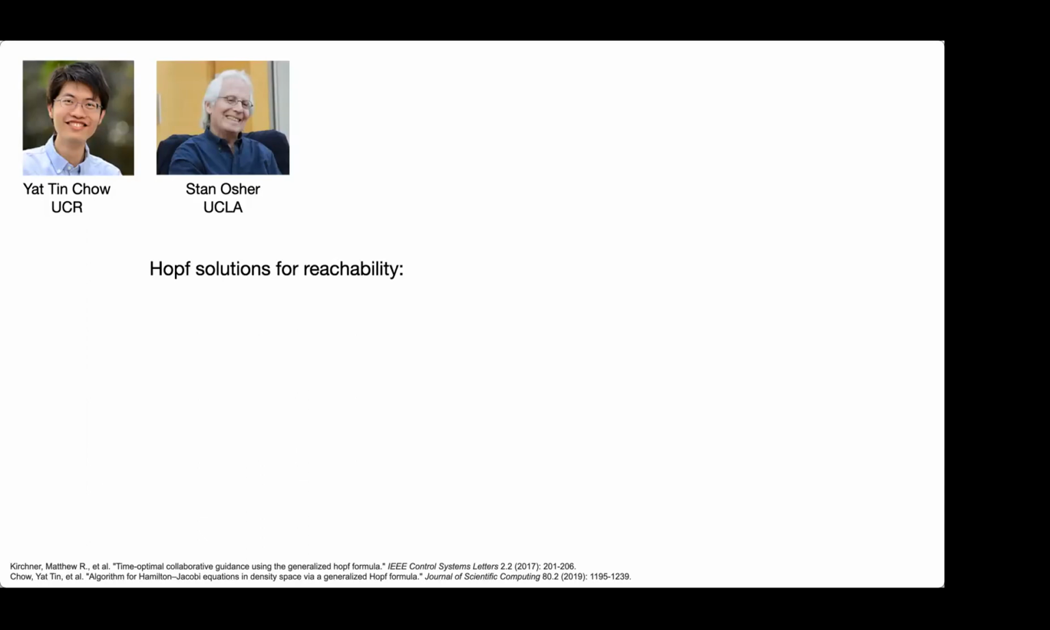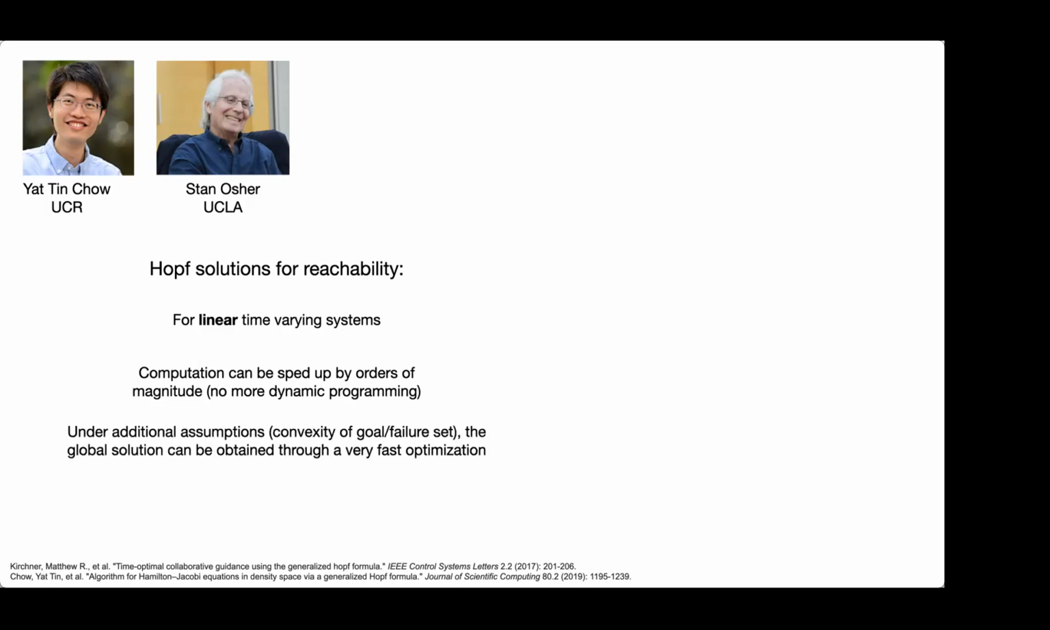But the high level idea is for linear time varying systems, the computation speed can be sped up by orders of magnitude. This is because we're not doing this dynamic programming of updating every single point based on gradients at every single instant in time, where it scales exponentially with the dimension. Instead, now you can update each grid point in space and time independently of the others and be able to parallelize this. And so you can do very, very fast linear reachability analysis.